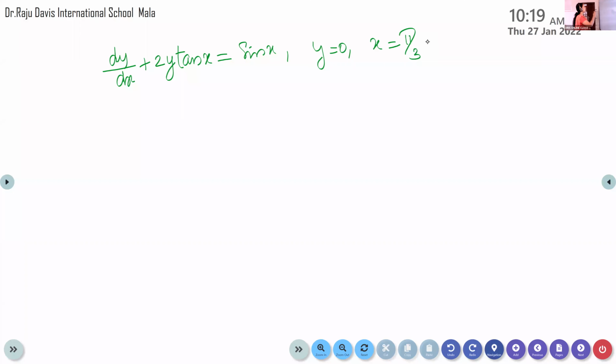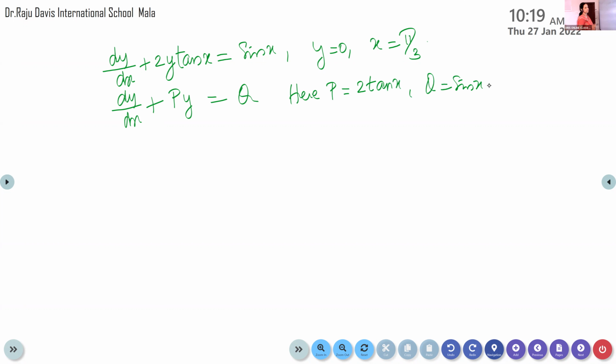dy by dx plus 2y tan x is equal to sin x. Compare it with the standard form. What is the standard form? dy by dx plus py is equal to q. Comparing, we can see what is p here? P is with the y. With y, what is there? 2 tan x, isn't it? And q is sin x. Write the integrating factor. What is the integrating factor? E raised to integral of p dx. So e raised to integral of 2 tan x dx.